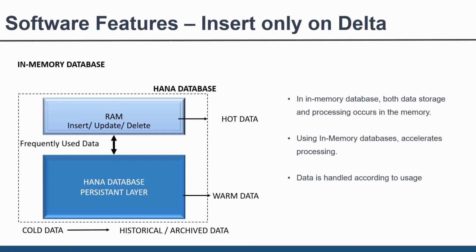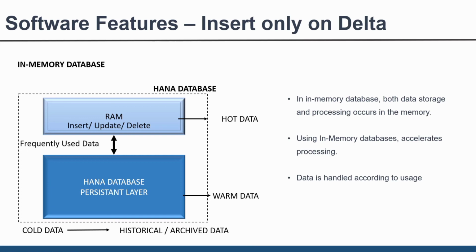Now the hot data is already there in the RAM, so obviously the change has to happen in RAM. But then if you do the changes in RAM and if your connection goes off, then whatever changes are done will be lost. So what is the solution?